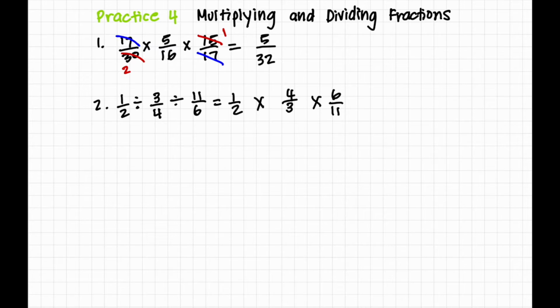4 and 2 are both divisible by 2, so we can cross them out, and 2 divided by 2 is 1, 4 divided by 2 is 2. 6 and 3 have a common factor of 3, so we can both divide them to 1 and 2. We have nothing left that we can divide further, so we just say 1 times 2 times 2, which is 4. And then 1 times 11, which is just 11.